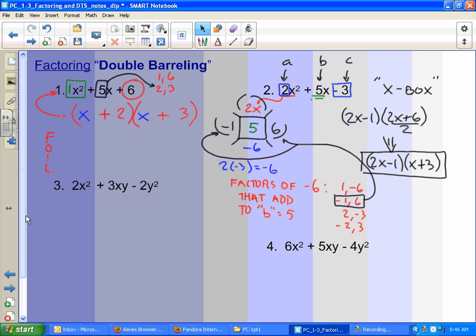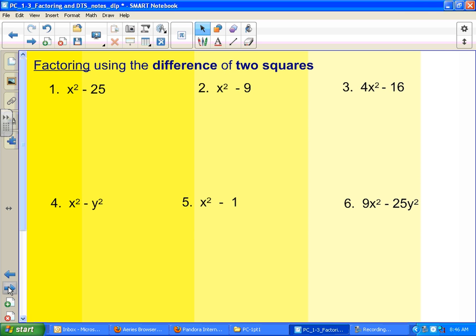All right, moving on here. What about the difference of two squares? Well, when I have a binomial that gives me a perfect square as the first term and a perfect square as the second term, as in problem number 1, anytime I have a variable with an even power, that's a perfect square. And 25, we know that's a perfect square. So there's a negative sign hanging out in between them, and that means we have a difference of two squares.